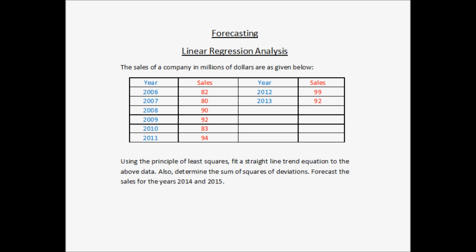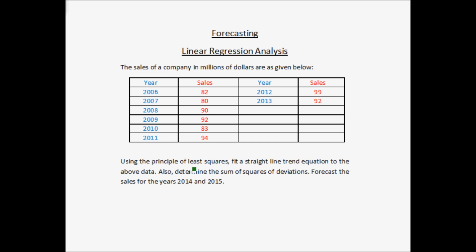Let us look at another example of forecasting using the linear regression analysis method. The sales of a company in millions of dollars are as given below. So this company had a sales of $82 million in 2006, $80 million in 2007, $90 million in 2008, and so on. We have been given this data till 2013.